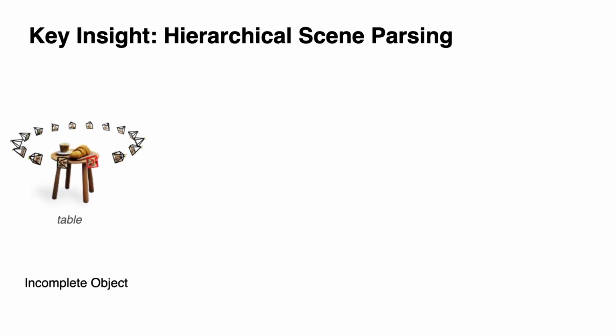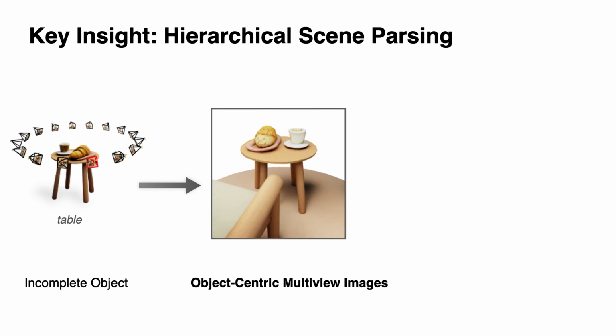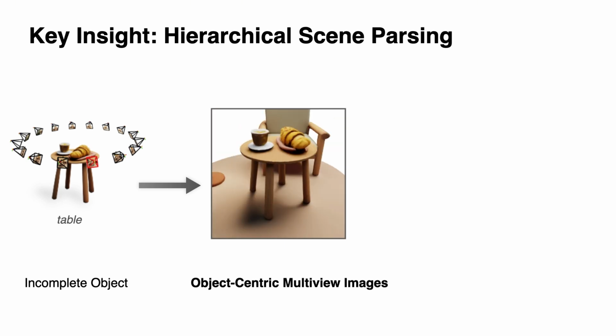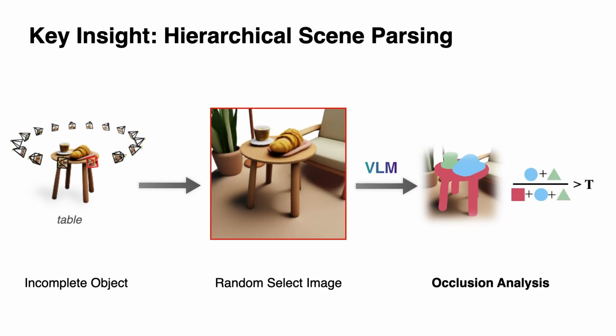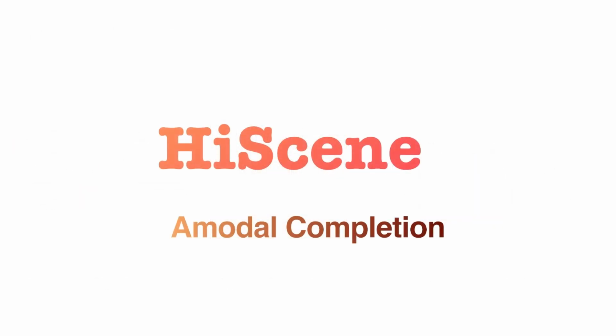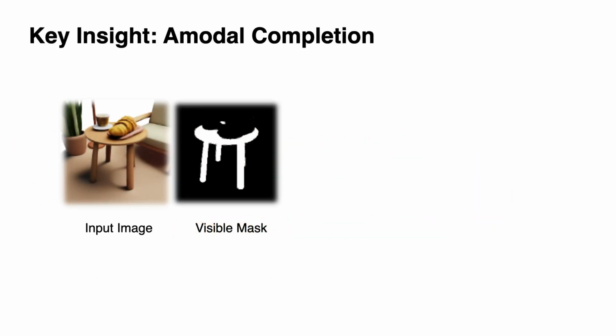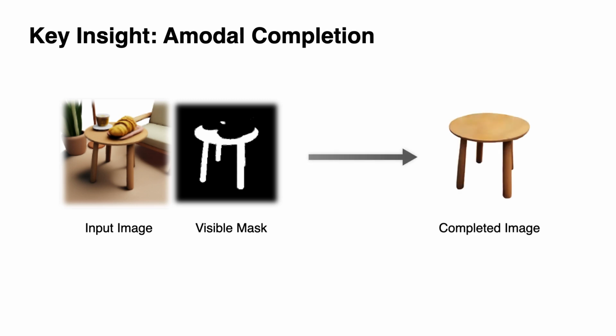For each incomplete object, we render multi-view images centered on the object and randomly select one as a candidate image for regeneration. The image will use a vision language model to detect object occlusion. Once the occlusion rate exceeds a threshold, all-modal completion will be applied. Given an input image with occlusions and its visible mask, our goal is to recover a complete object image. This task is defined as all-modal completion.